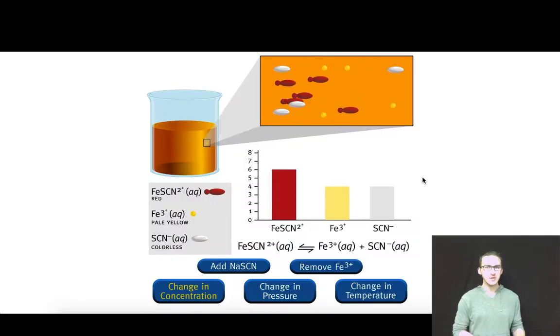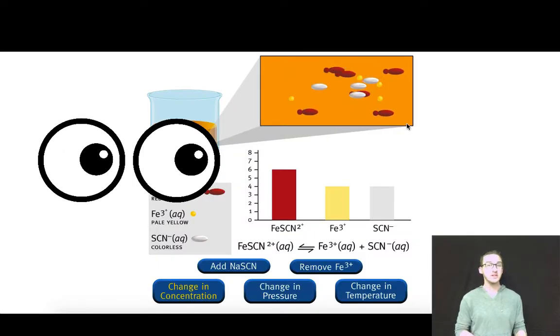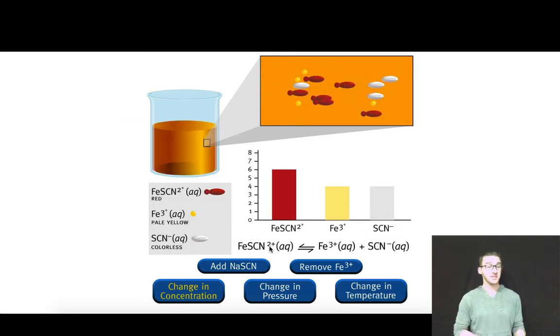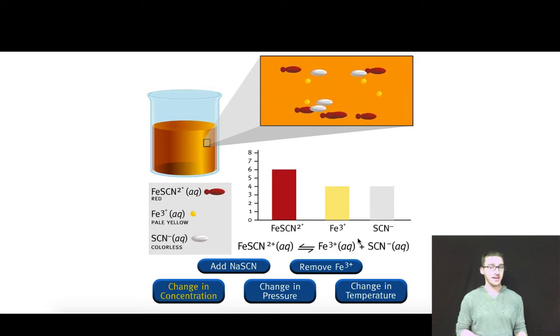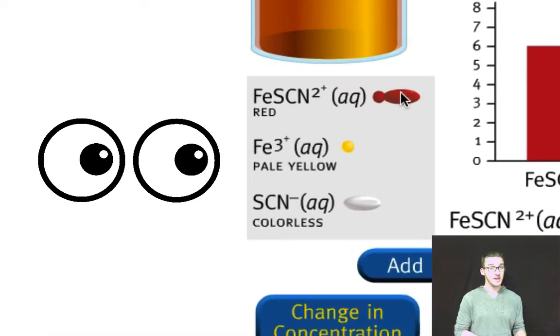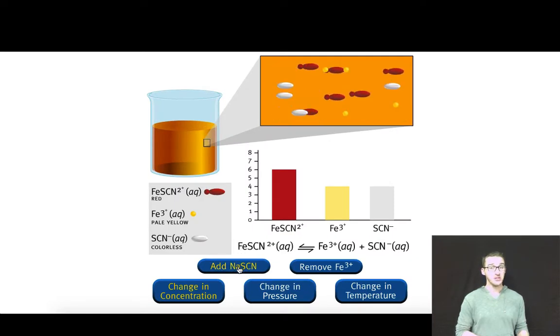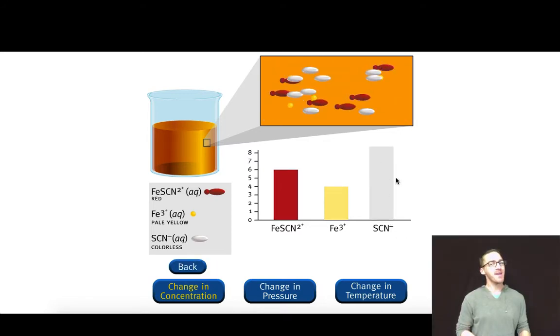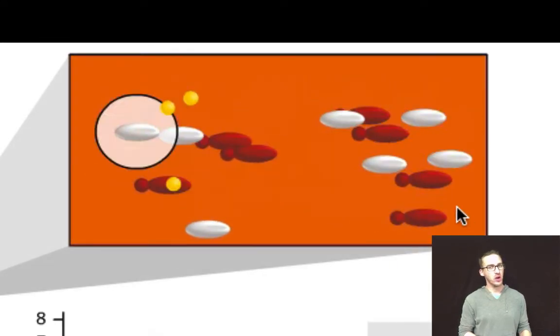All right, so let's pause, take a moment to look at this animation. Here we have an equilibrium between an iron thiocyanate ion and the iron 3 and thiocyanate ion. Notice the coloration of the different ions. If I were to add a bunch of sodium thiocyanate, the focus being the thiocyanate ion, the sodium spectator in this equation, boop, add that thiocyanate, notice what happens here.